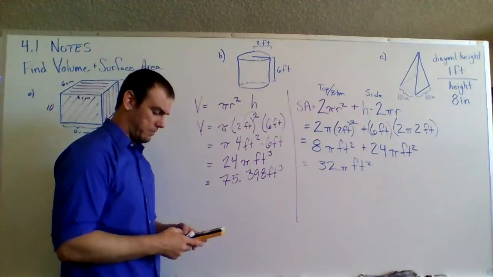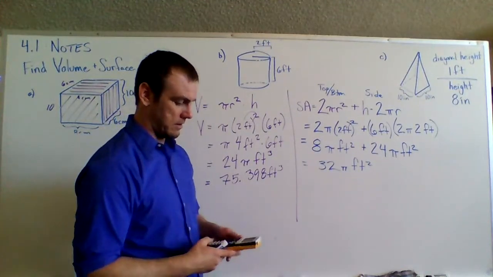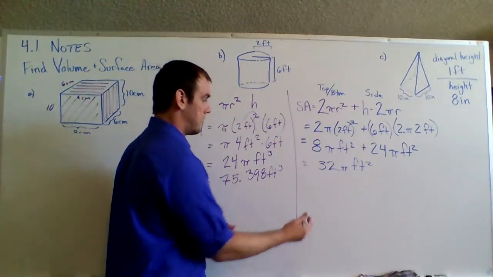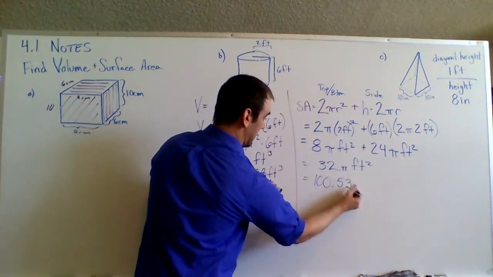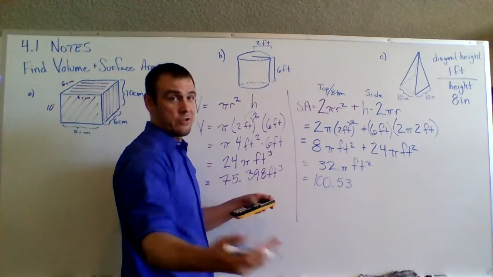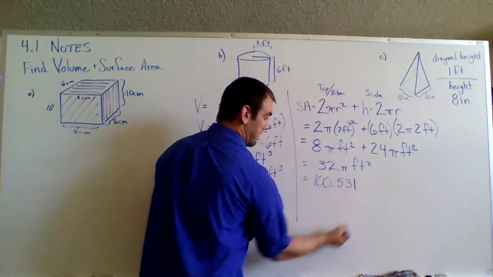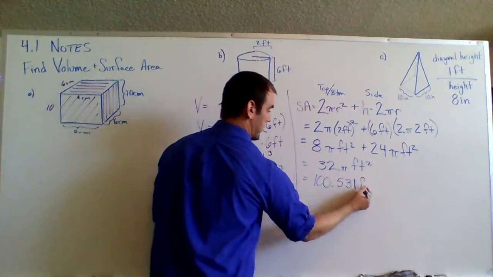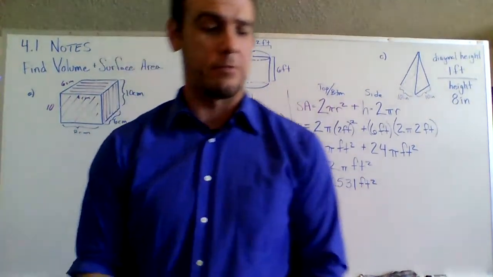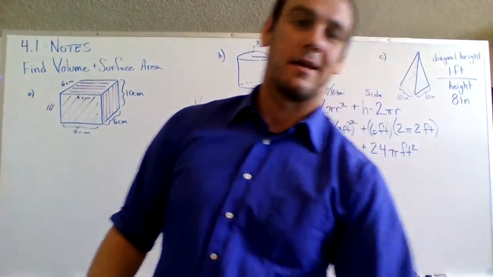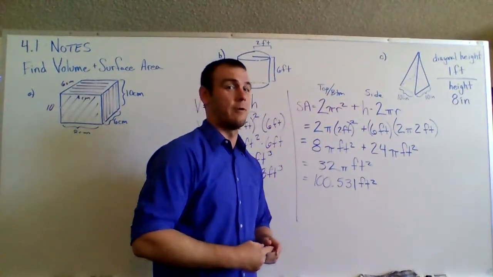Okay, so you could leave that as your answer, or you could type it all into your calculator. So we got 32 pi, which is going to give us 100.5309, which needs to round to 100.531 feet squared. So remember, guys, we're always going to round to 3 decimals, unless we're talking about money, because then we just round to 2, because remember, it makes sense.